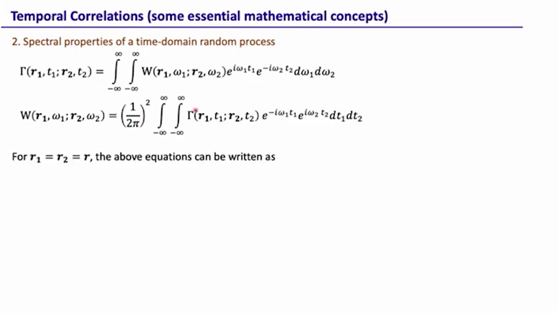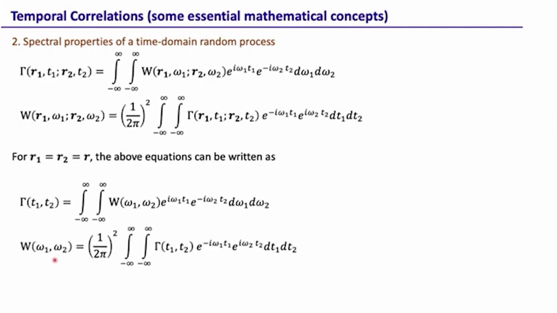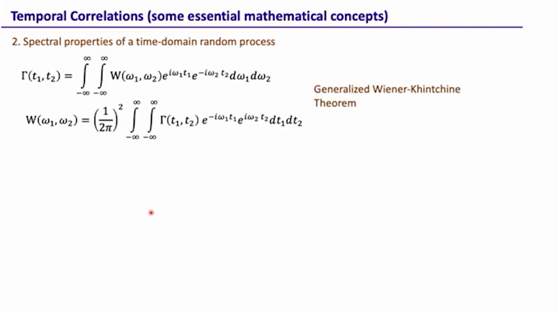Since we are studying only the temporal effect right now, let's say R1 and R2 equal to R, or we just don't write the space arguments. Then the above equation we can write as Gamma(T1, T2) in terms of W(omega 1, omega 2), and the inverted form would look like W(omega 1, omega 2) in terms of Gamma(T1, T2). This set of two equations is called the generalized Wiener-Khinchin theorem, which relates the two-point cross correlation function to the two-point cross spectral density function in frequency.